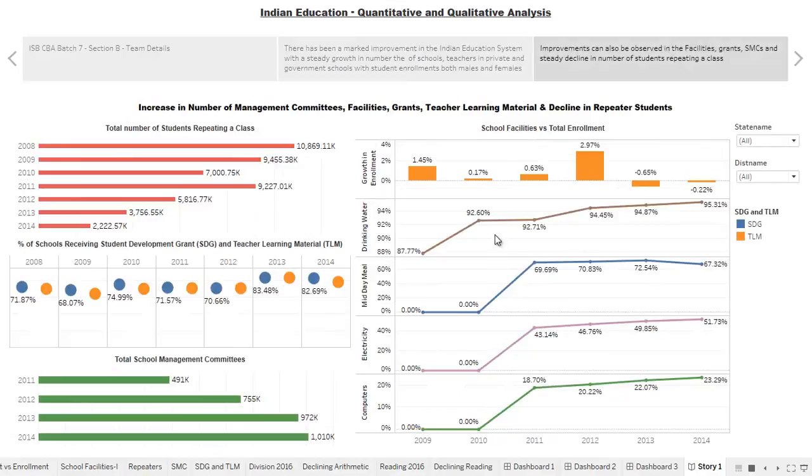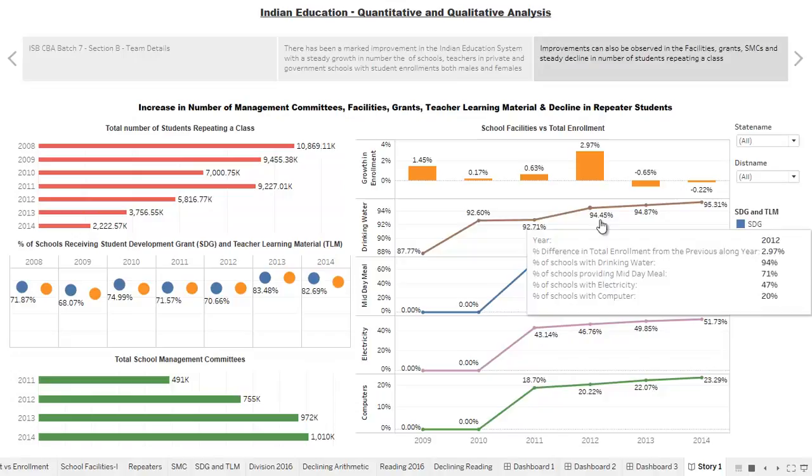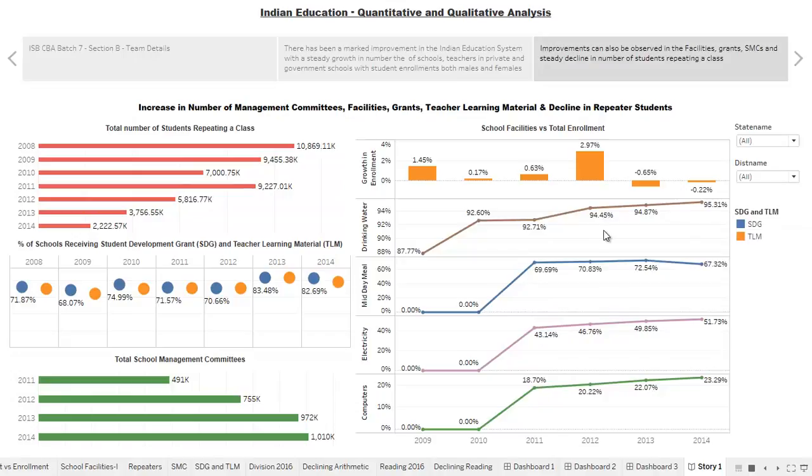If you look into this particular graph, we are talking about the facilities: computers, whether there is electricity in the classroom or not, whether midday meals are provided in the school, and the availability of drinking water in the school. For all these parameters, we can see that since 2011 there has been an improvement in all these areas, which means that the facilities in the schools have improved in the last couple of years.